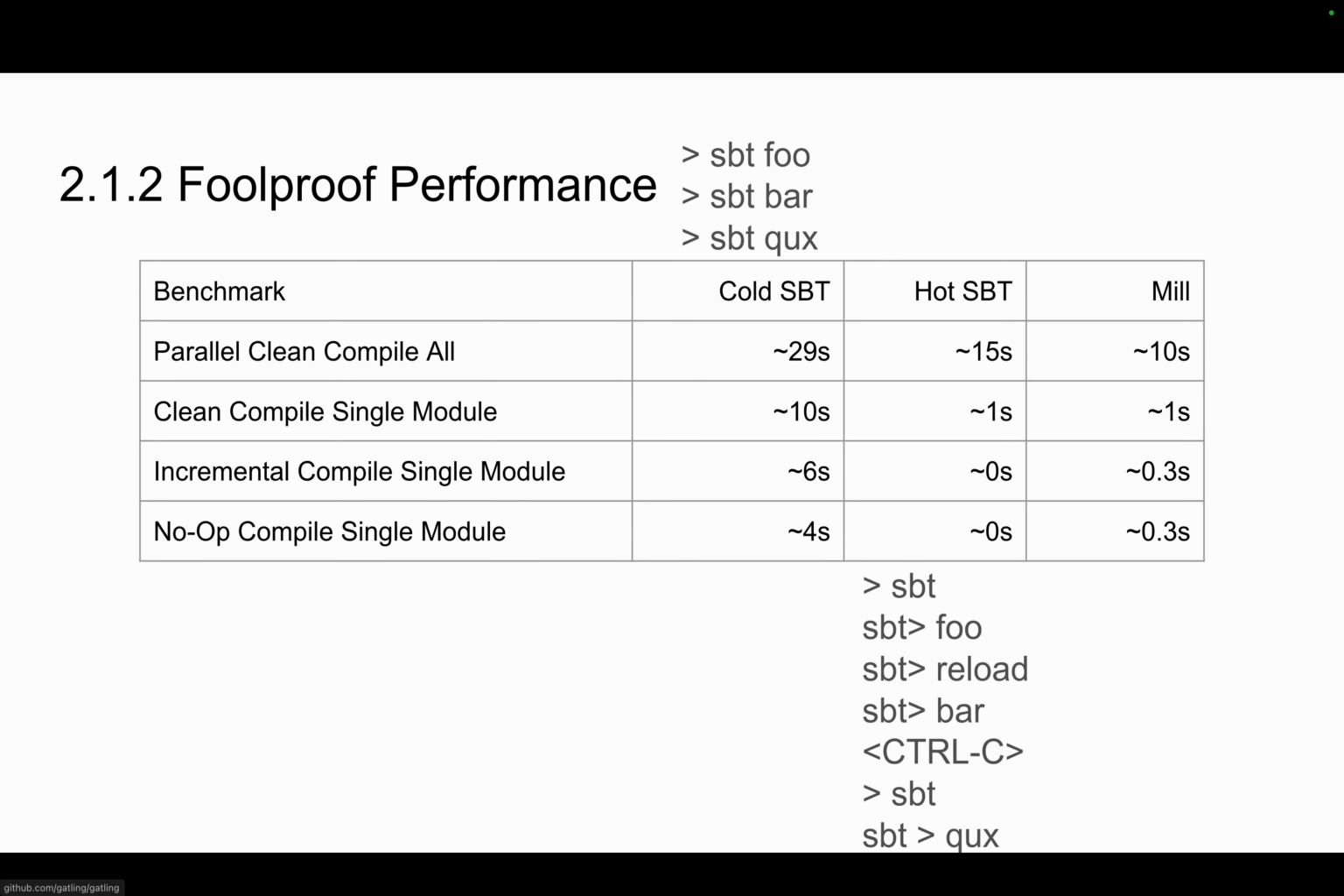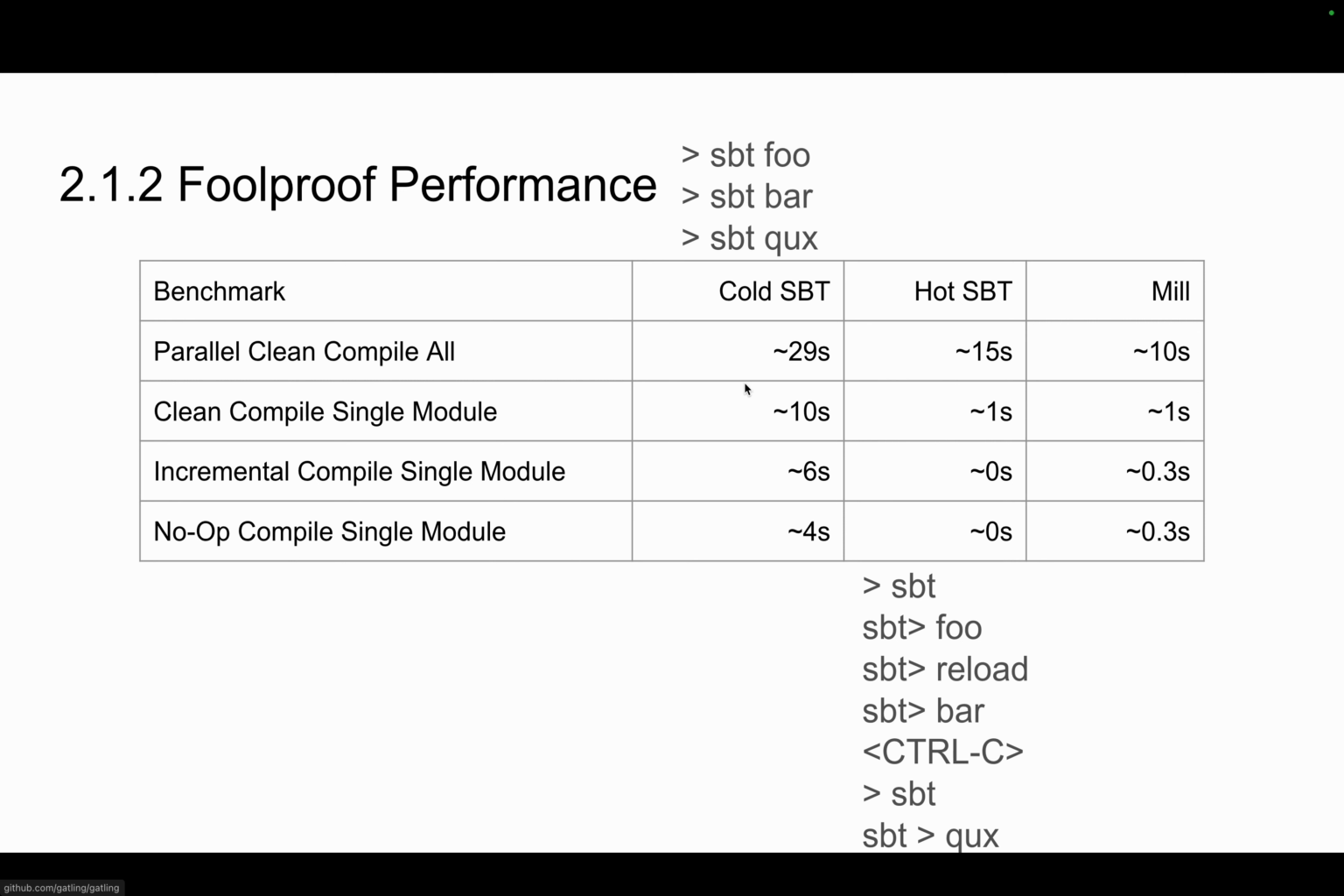The second set of benchmarks is the hot SBT numbers, where if you open up the SBT console and run things in the SBT console, then you get much better performance. For example, parallel clean compile of the whole Gatling code base is twice as fast in the hot SBT console, and clean compile of a single module is 10 times as fast in the SBT console as it is running SBT from the command line.